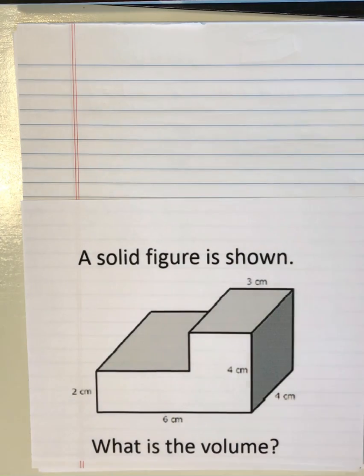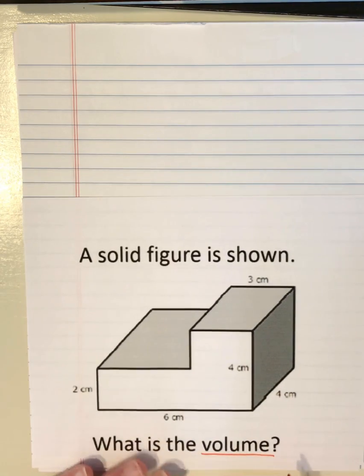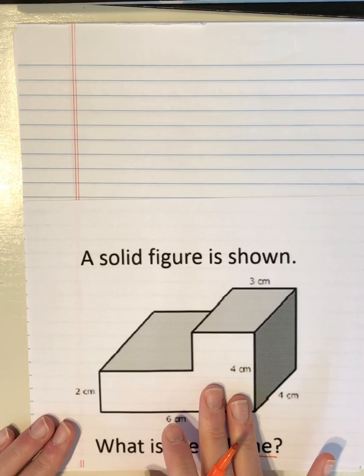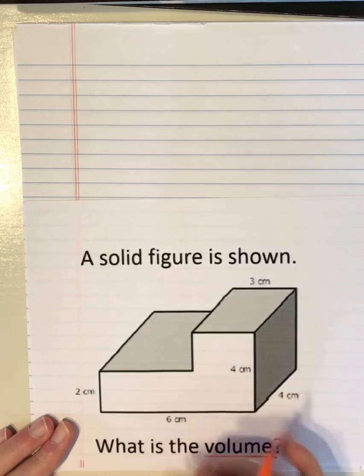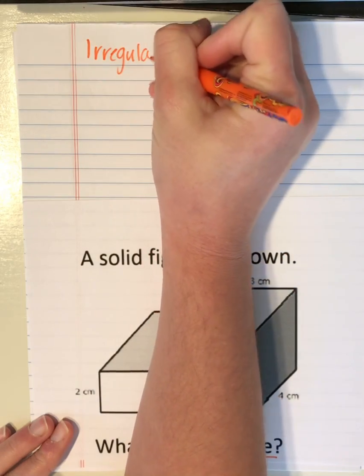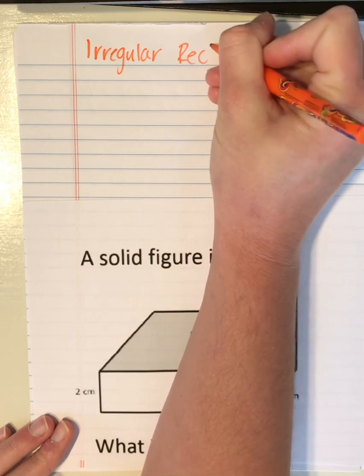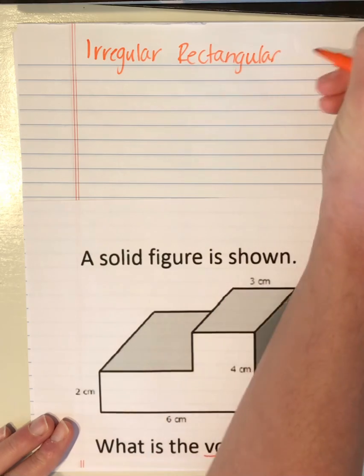We are still going to focus on volume. However, this is definitely not a regular rectangular prism. So this is called an irregular rectangular prism.